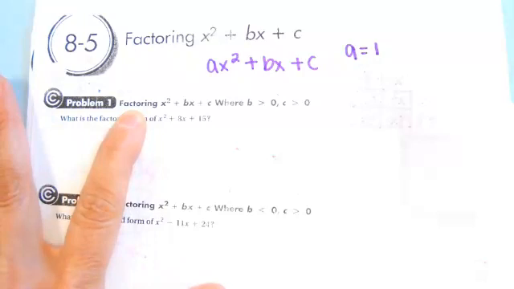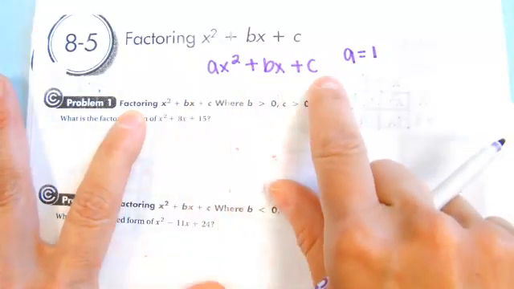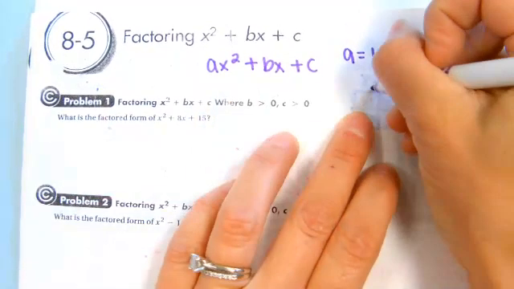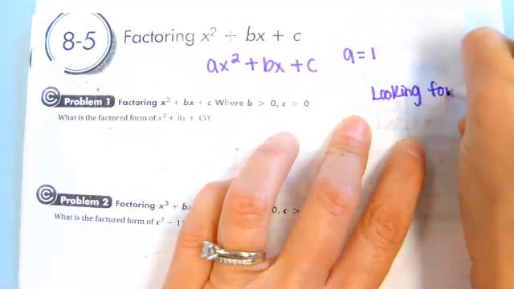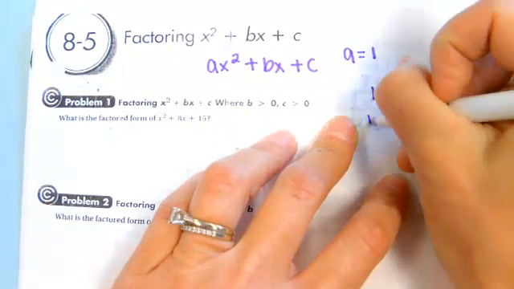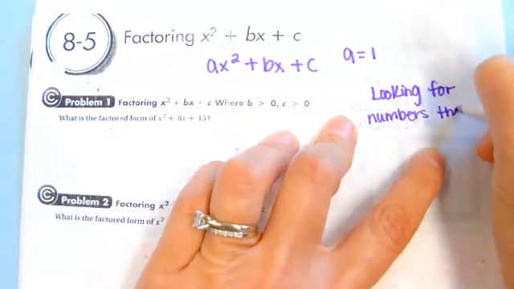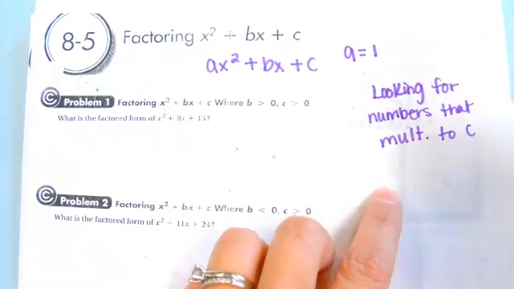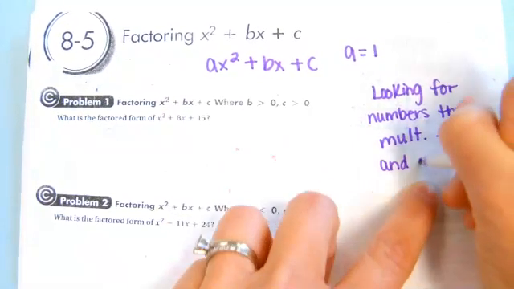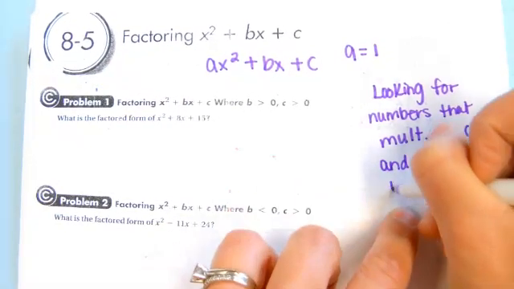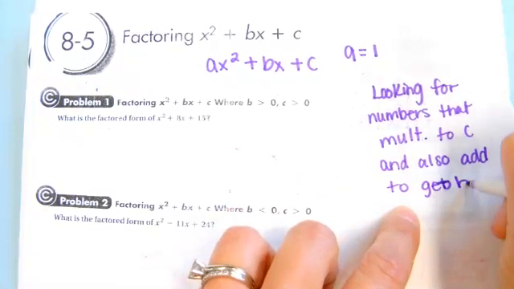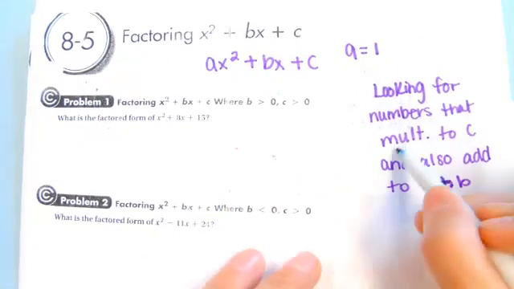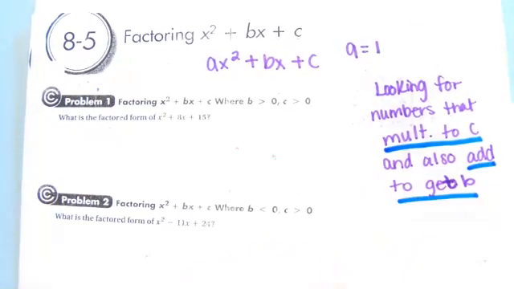Here are the rules for factoring when it's in this format and the first coefficient is exactly 1. To factor, you are looking for numbers, factors, that multiply to get c, the value of c, and also add to get b. So the main point is they've got to multiply to get c and add to get b. It's like a little mystery.